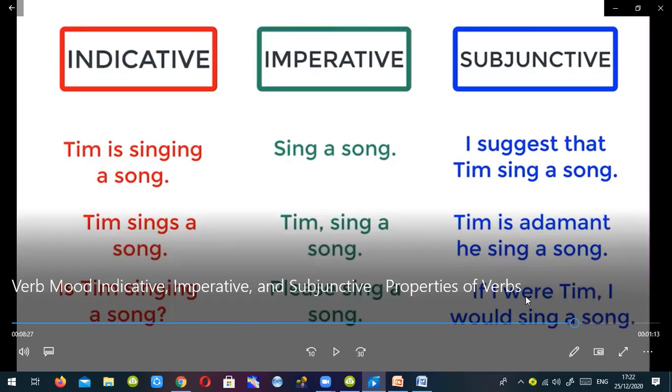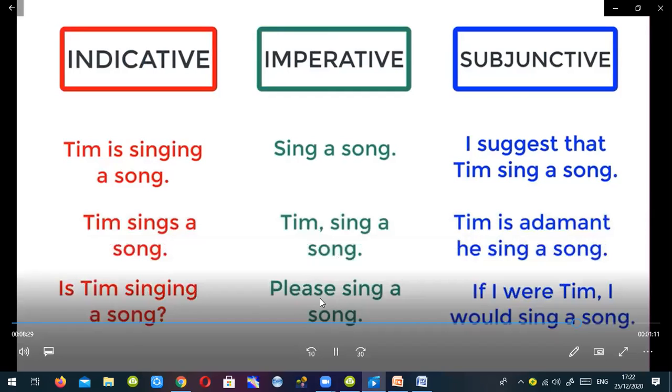And the next one, you can see a hypothetical situation here. Request, please, and interrogative you can see, and the hypothetical if clause you can see here.